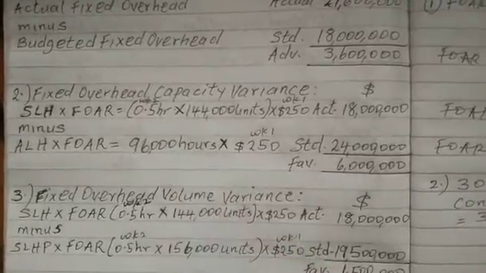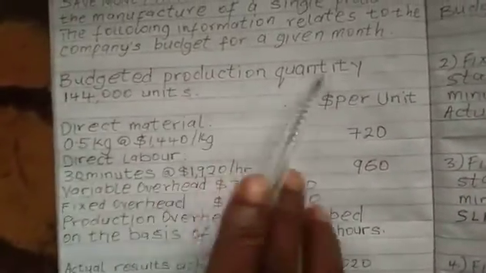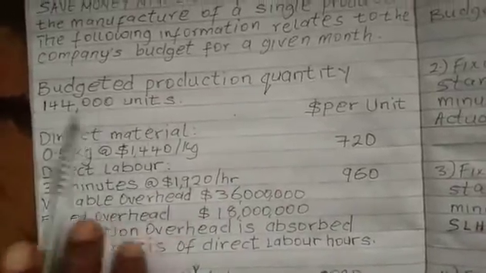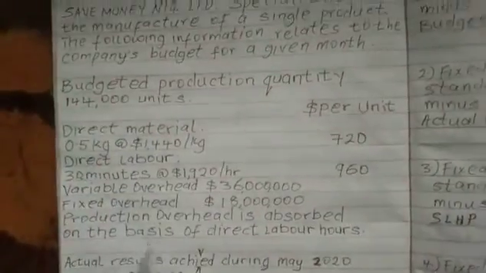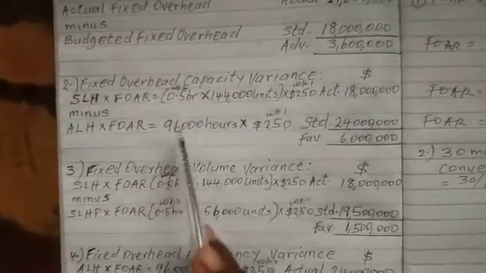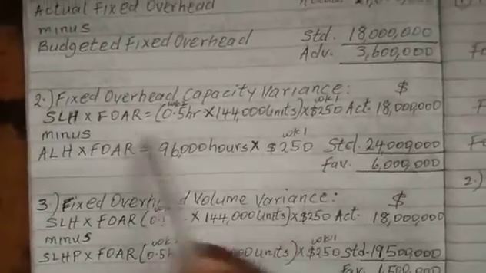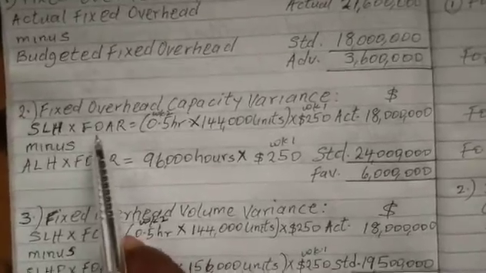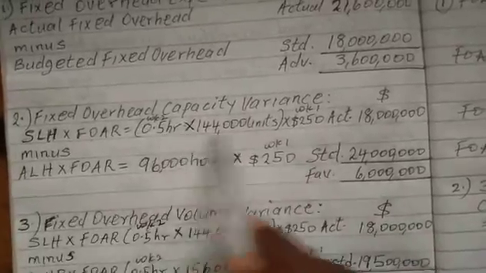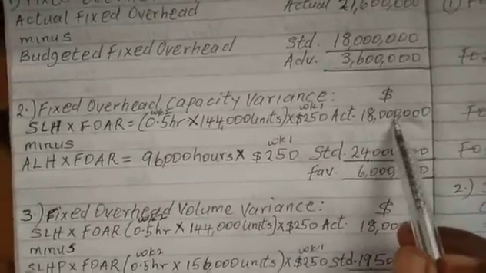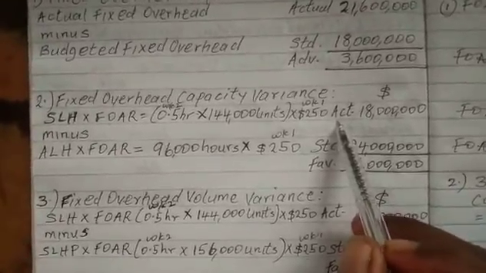It is shown in the question. Look at it: budgeted production quantity 144,000 units is the budget aspect, or standard aspect, of the question. 0.5 hour multiplied by 144,000 units multiplied by fixed overhead absorption rate. What's our fixed overhead absorption rate? It is $250, working 1. Multiply it together, you have $18 million. And that is the budgeted aspect; the first aspect is always the budget.